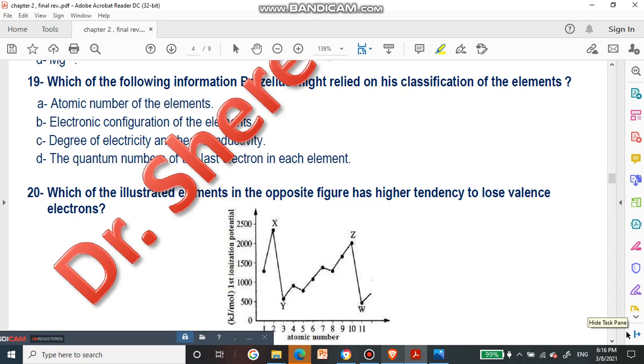Okay, what about this question? Which of the following information did Berzelius rely on in his classification of elements? He depended on the elasticity and conductivity. Maybe conductor or less conductor, and elasticity may be soft or hard.